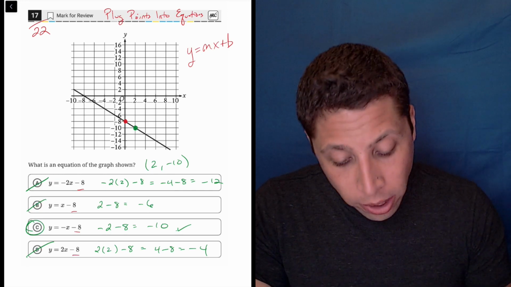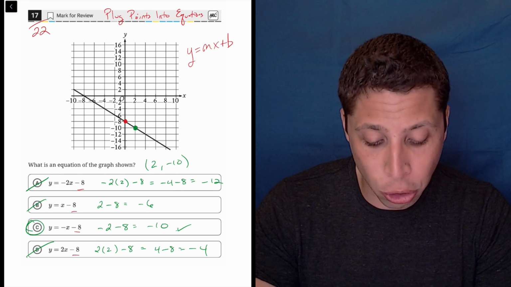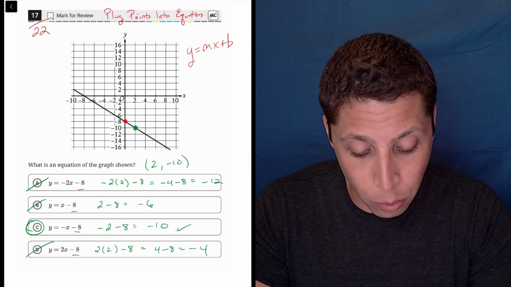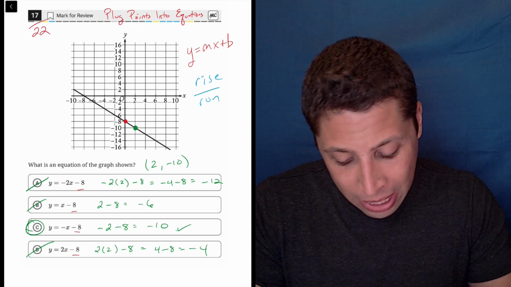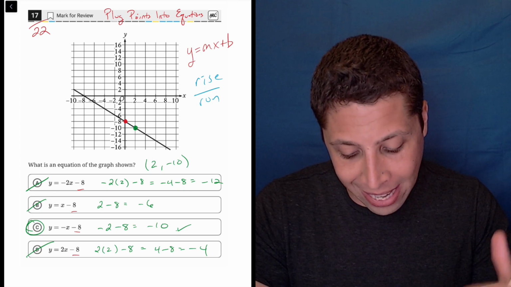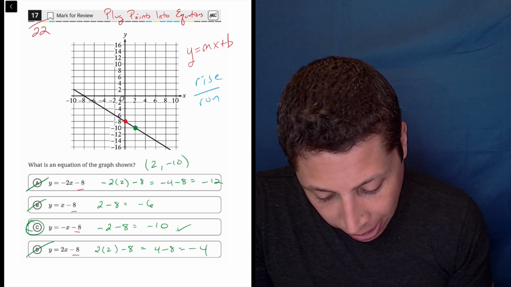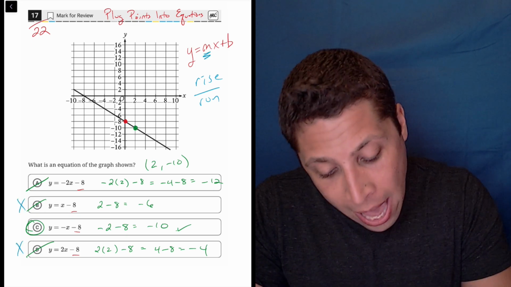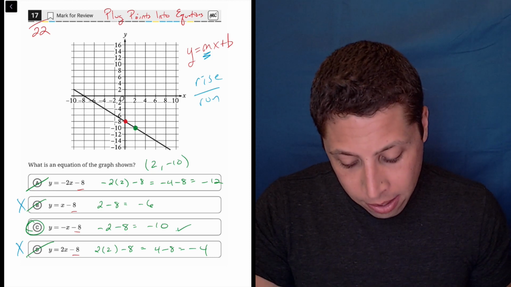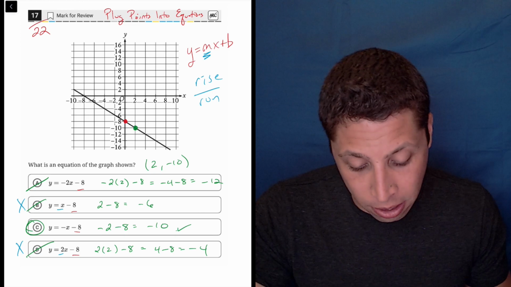So if you wanted to do this more traditionally, you would need to do what I did here, pick 2 points, but then understand the slope between them. What's the rise over run? Well, we can hopefully see right off the bat that this is a negative slope, right? The line is going that direction. So that would get rid of B and D, because the M portion, the slope, is positive there. So we would need either A or C to match that.